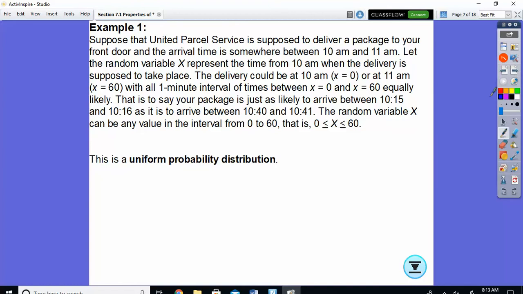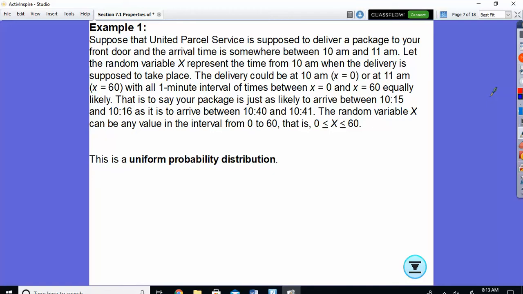So the first thing that this section talks about is the uniform probability distribution. We're not going to see this very often, and this section is about the only time we're going to touch on it. But that's essentially a situation where the probability is always the same. So for instance, suppose that the United Parcel Service is supposed to deliver a package to your front door, and the arrival time is somewhere between 10 a.m. and 11 a.m. Let the random variable x represent the time from 10 a.m. when the delivery is supposed to take place.